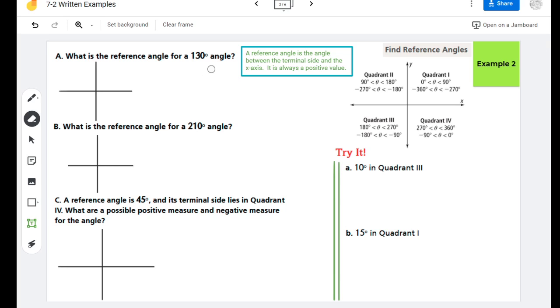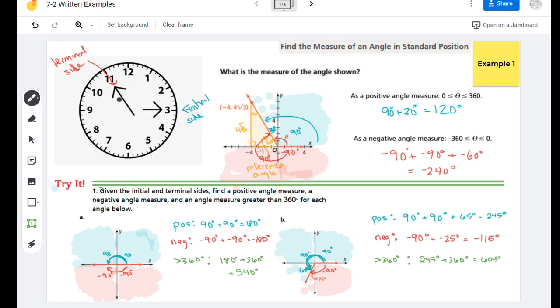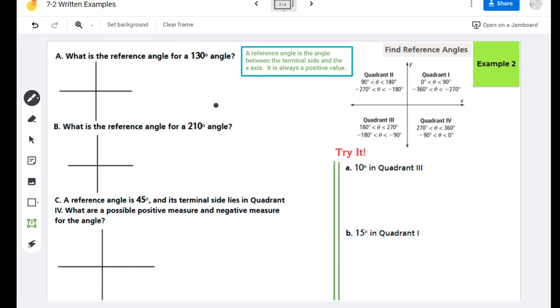So remember, a reference angle is an angle that goes between the terminal side and the x-axis. When we talk about the terminal side, that's the side that moves, right? It is always going to be a positive value. So even if it looks like it would be in the negative direction, we always call reference angles positive values and then change the sign if necessary.